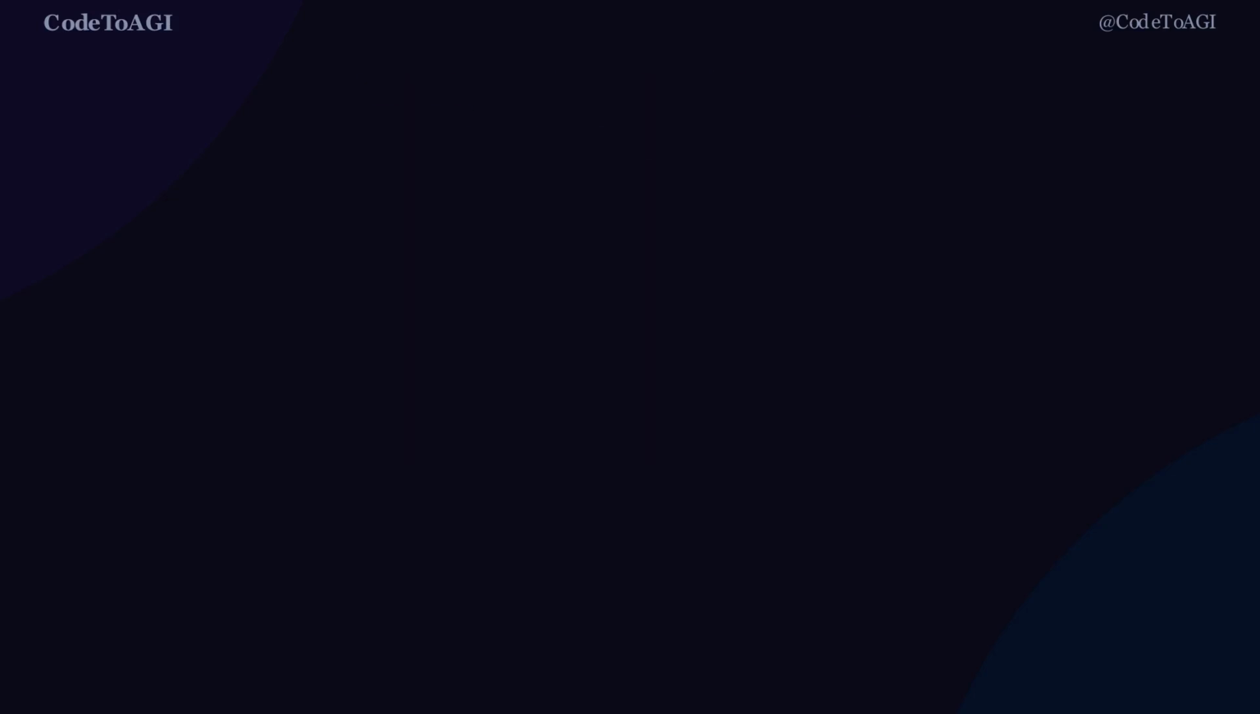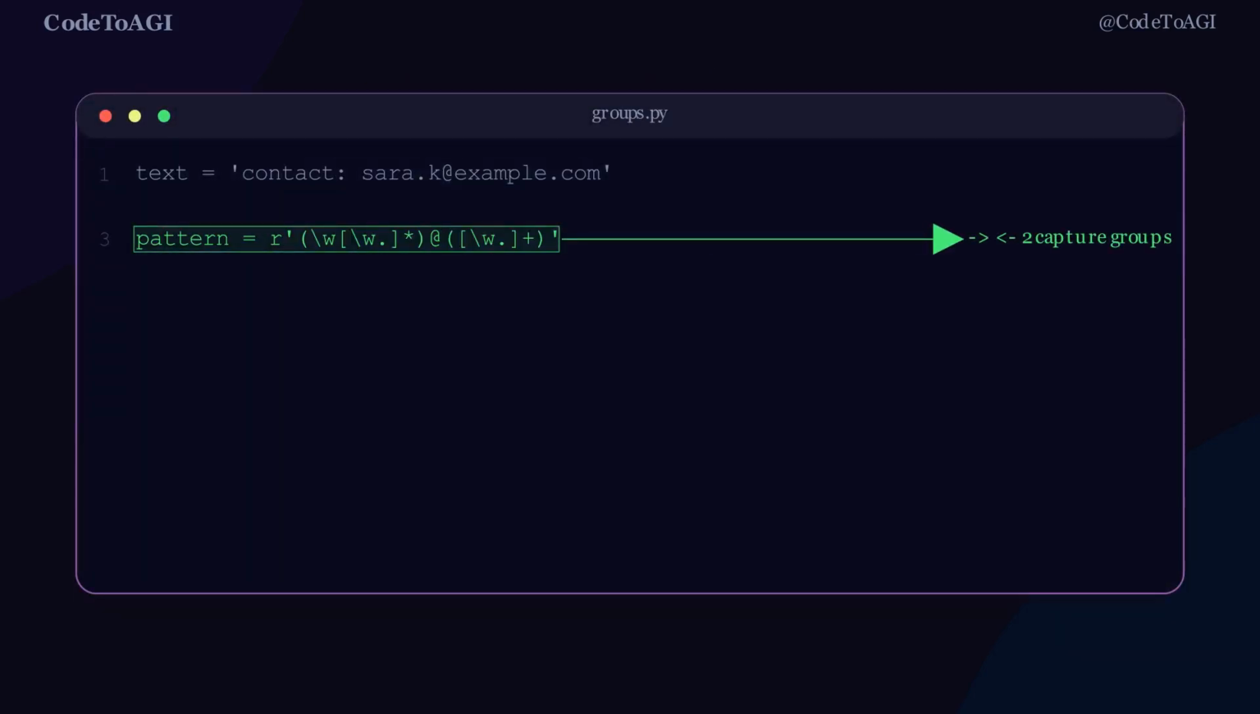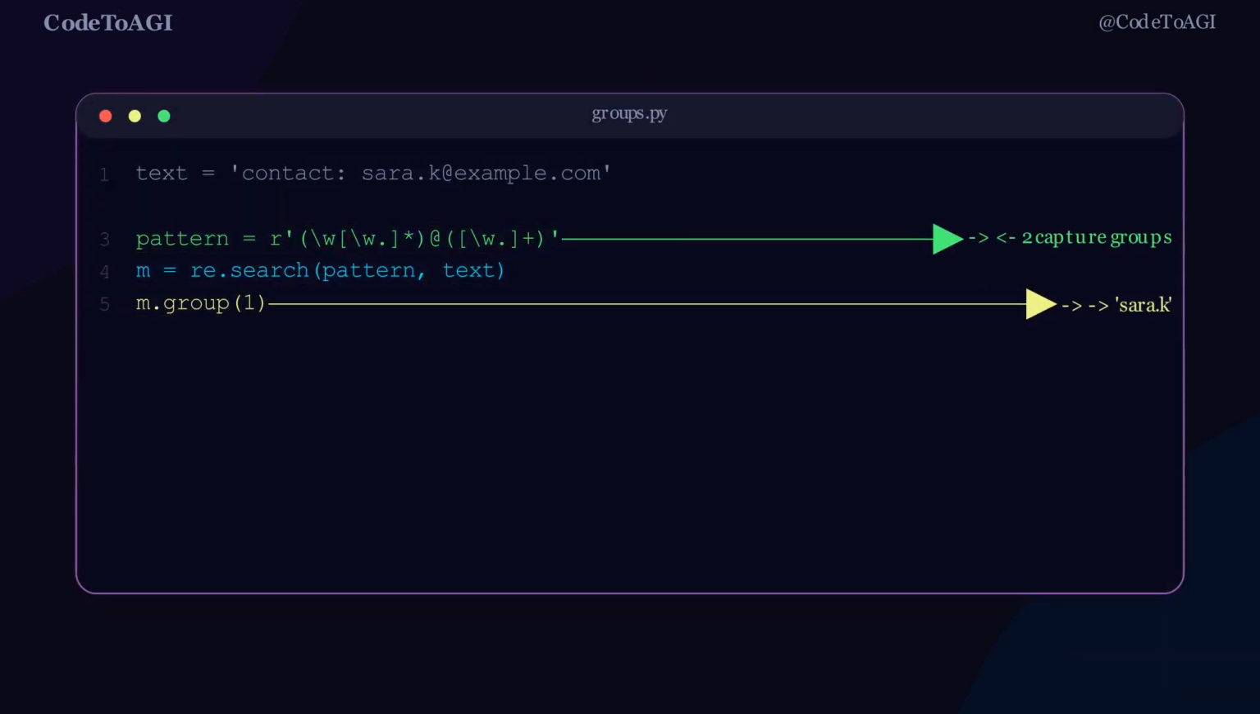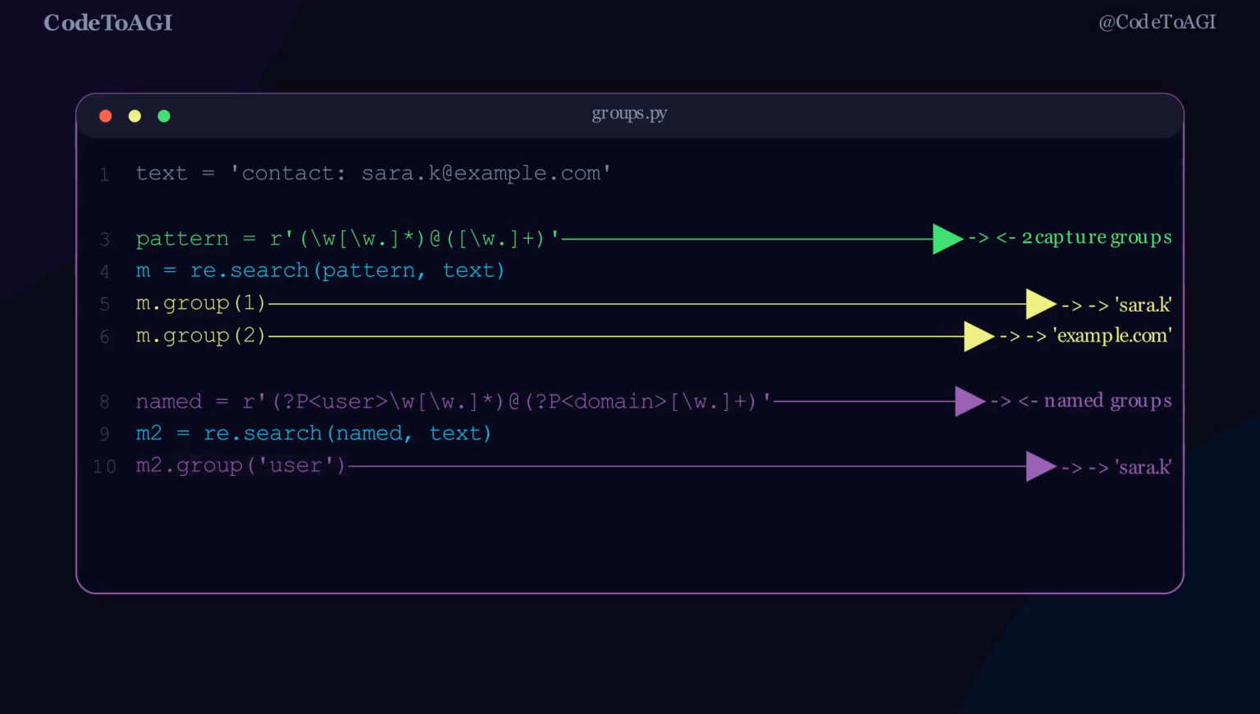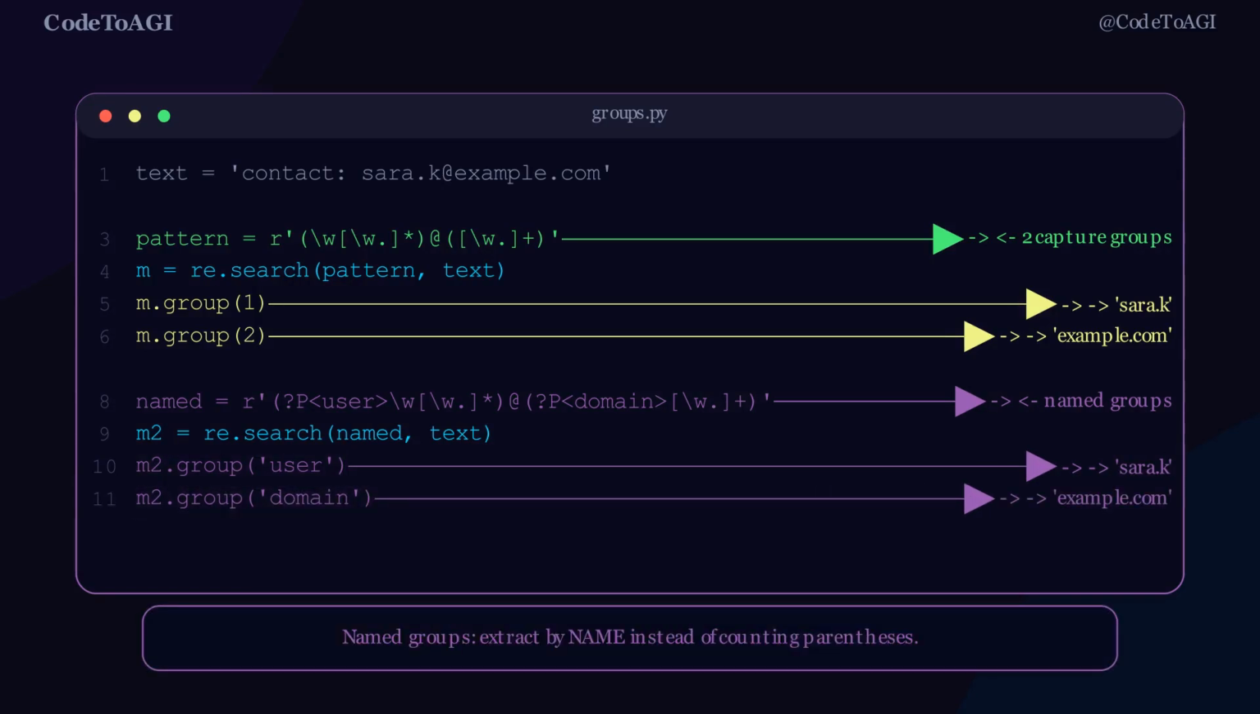Parentheses do not just group, they capture. Wrap any part of your pattern in parentheses to extract it. Group 1 is the first parentheses. Group 2 is the second. Named groups go further: question mark, P, angle brackets, a name. Now you extract by name instead of counting parentheses. This is how you turn unstructured text into structured data.